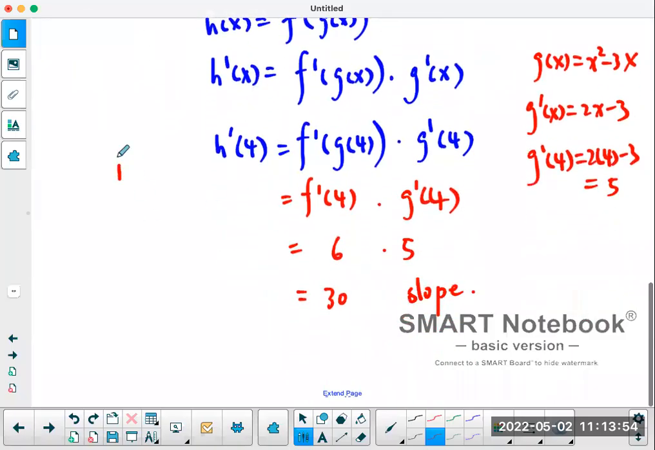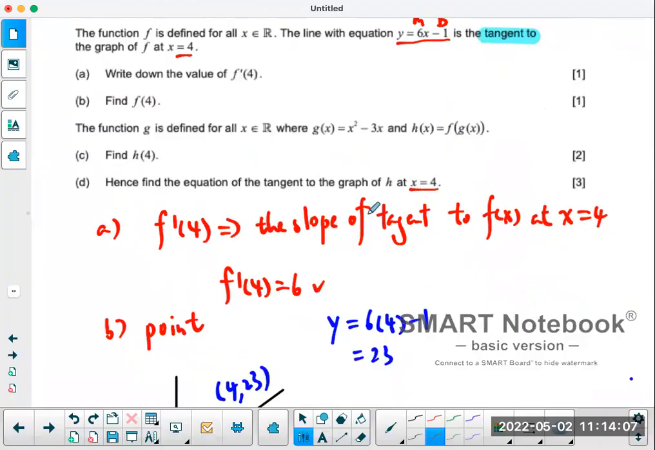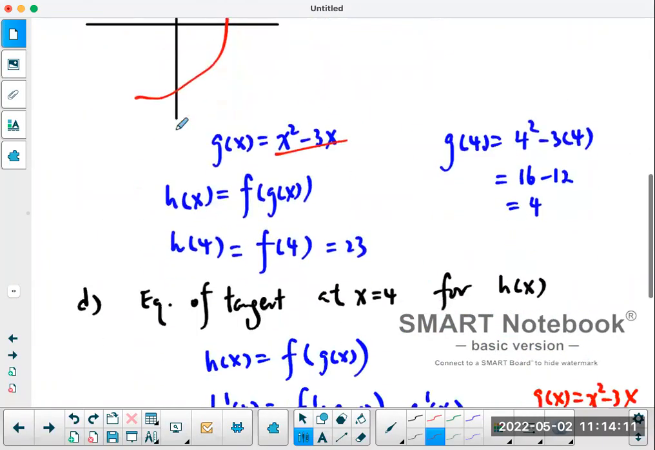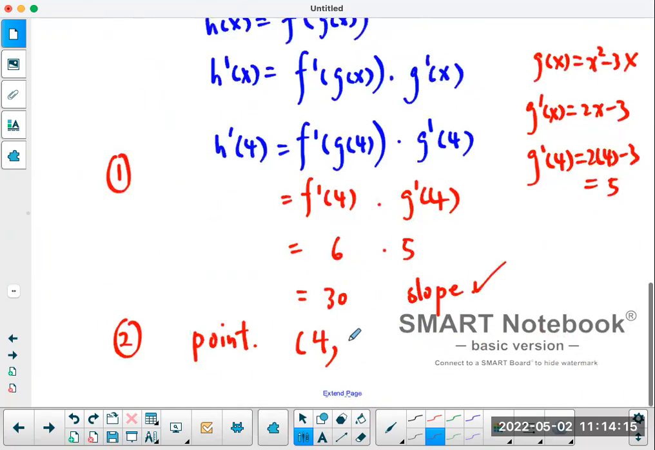Now, I'm not done yet because the question asks for the equation of the tangent. Remember, I said there's two things you need. One, you need the slope. Two, you need a point. Well, we know the x value is equal to 4, right? That's what they told us. But what's the y value? Well, remember you found h at 4 already. h at 4 is equal to f at 4 is equal to 23. So the point is (4, 23).